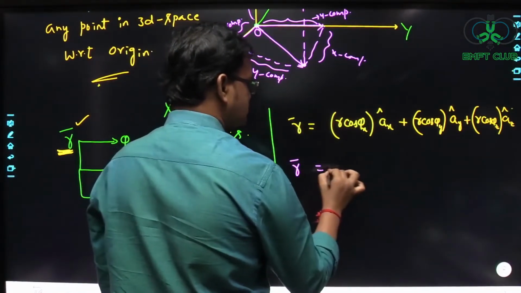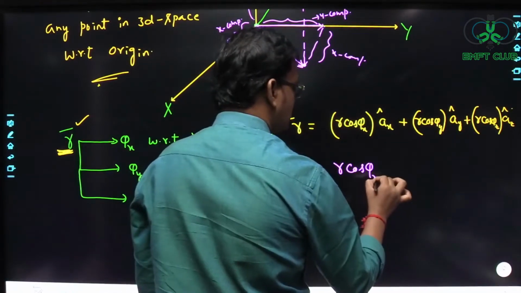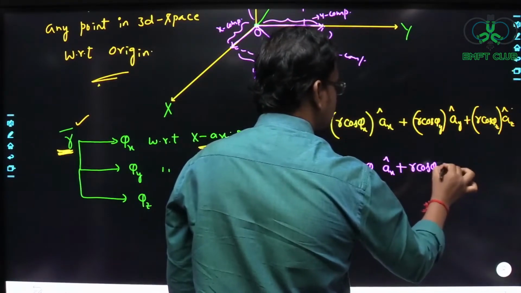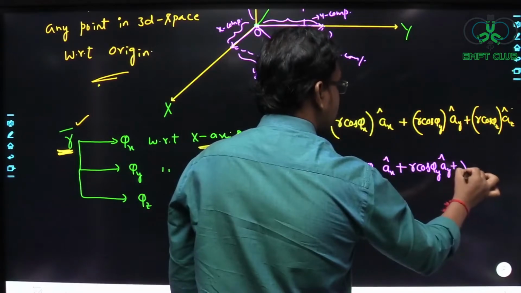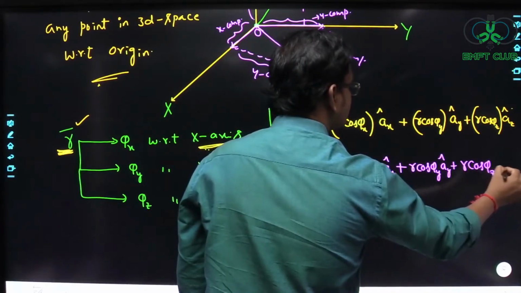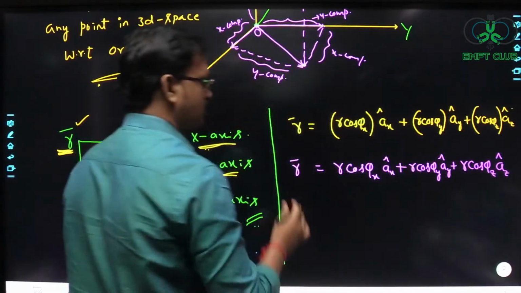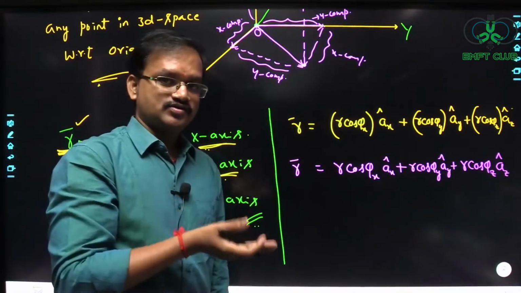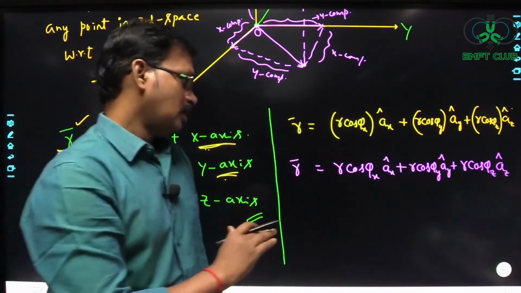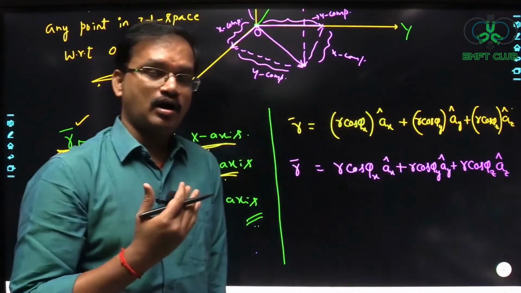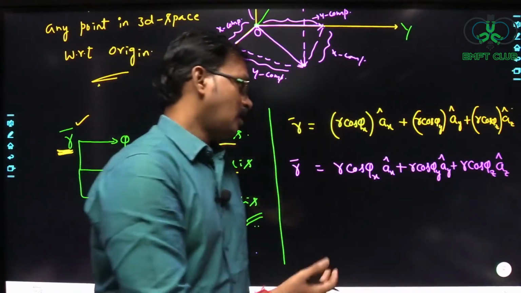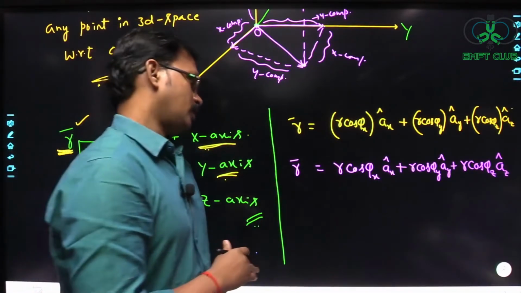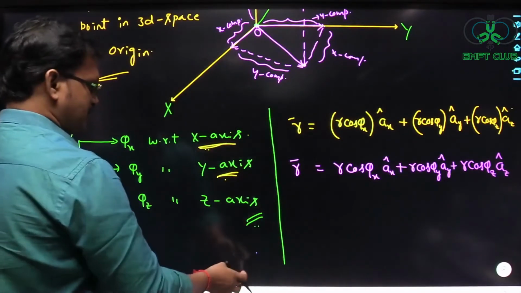So this is how you can represent the position vector in terms of angles. If you know the angle made by the position vector with respect to the x-axis, y-axis and z-axis, then we can represent the position vector in terms of angles in this manner. So r cos phi x represents the component of r bar along x, r cos phi y represents the component of r bar along y, r cos phi z represents the component of r bar along z. I hope it is crystal clear.